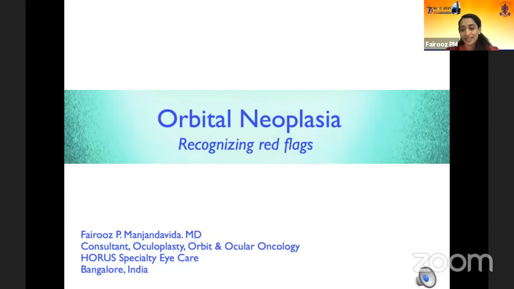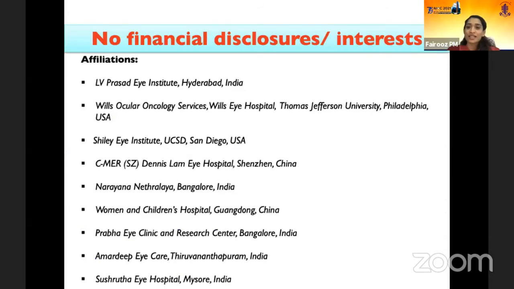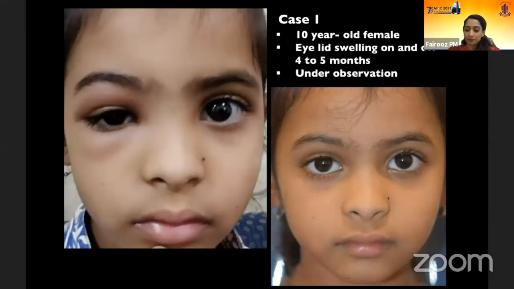So, my topic for today is orbital neoplasia, recognizing the red flags. I have no financial disclosures. These are my affiliations. So, just taking you through a few cases, which were a learning lesson for me, and I hope they are a learning lesson for the rest who are watching us as well, especially the general ophthalmologists.